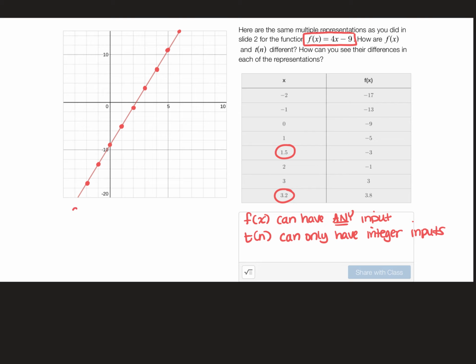So we call that being discrete versus continuous. Discrete is not connected, and that is for our sequences. Continuous is connected, and those are going to be for our functions.